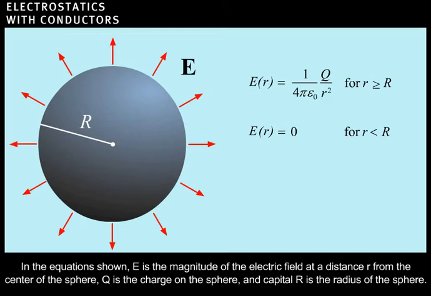In the equation shown, E is the magnitude of the electric field at a distance r from the center of the sphere, Q is the charge on the sphere, and capital R is the radius of the sphere.